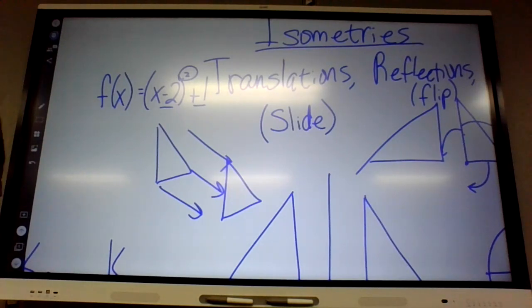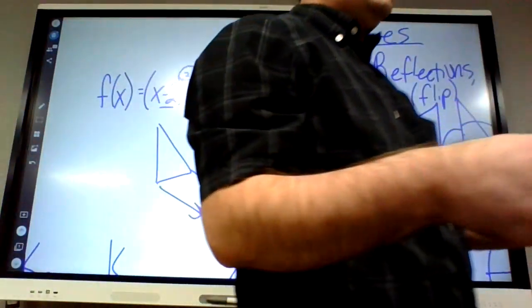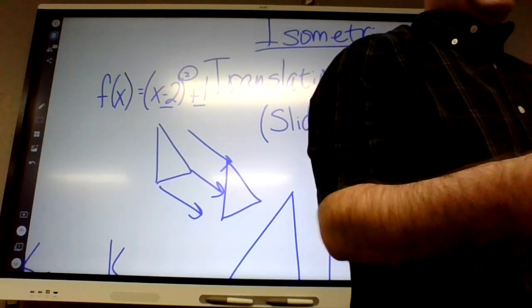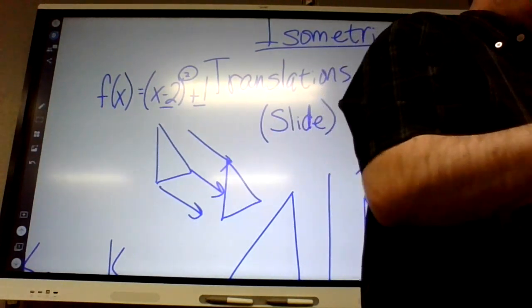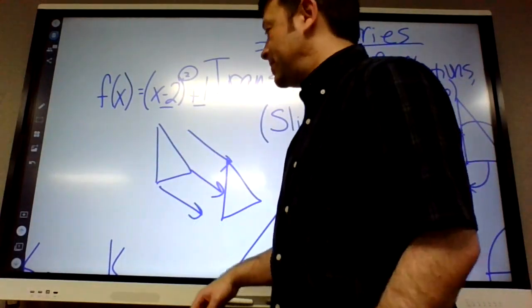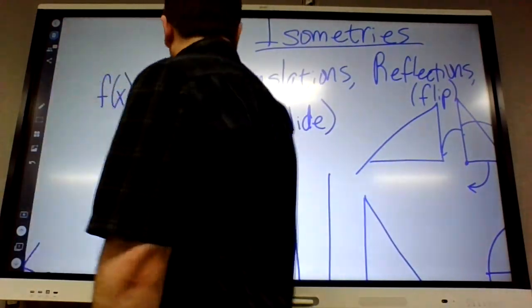Okay, so on number 1, this page is backwards. Oh, that's the answer sheet. You guys don't need the answer sheet, these are easy. We're supposed to translate it one to the left. Let me go to the graph paper here.